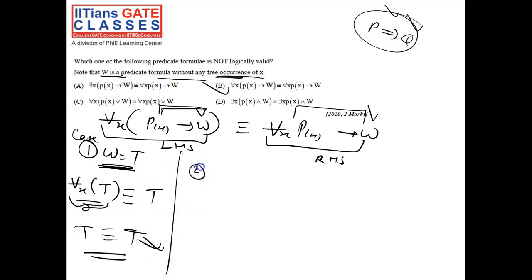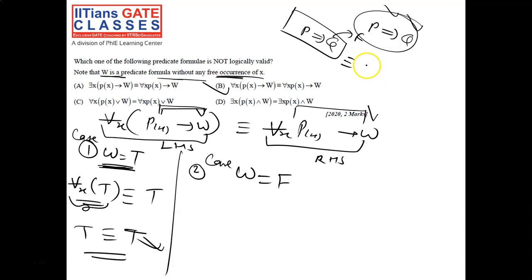Okay, let's take case 2. In case 2, w is false. Let's assume w is false. Remember, when we have p implies q and q is false, then p implies q becomes negation of p. Why? Because if q is false and p is true, then the complete thing becomes false. If p is false, then the complete thing becomes true. Or you can think like this: we know that p implies q can be written as p dash plus q.